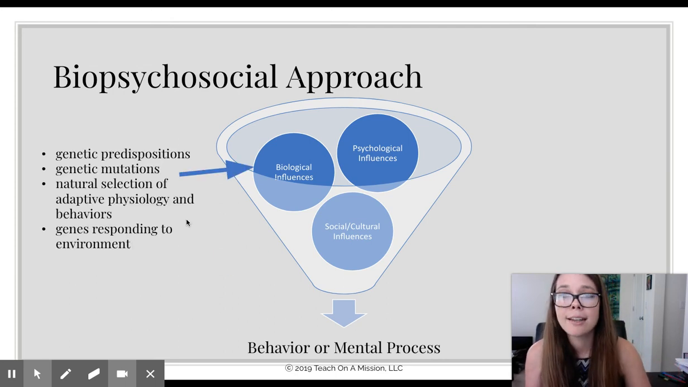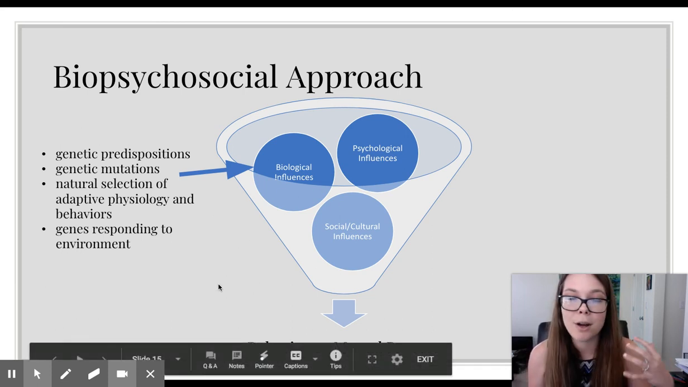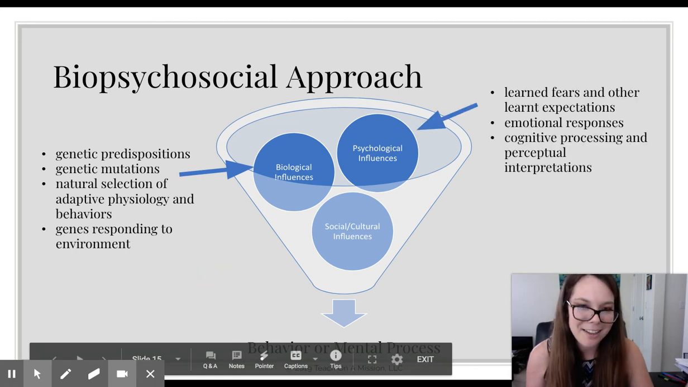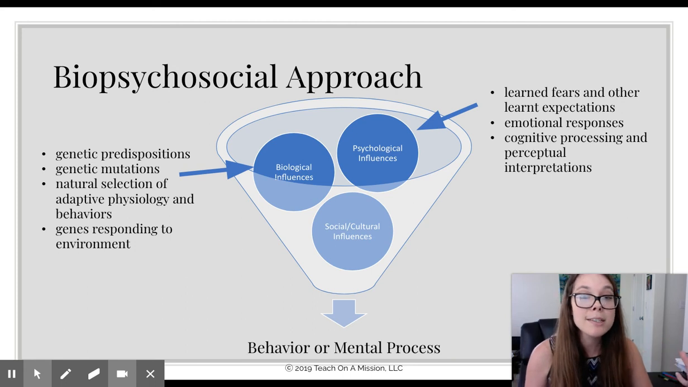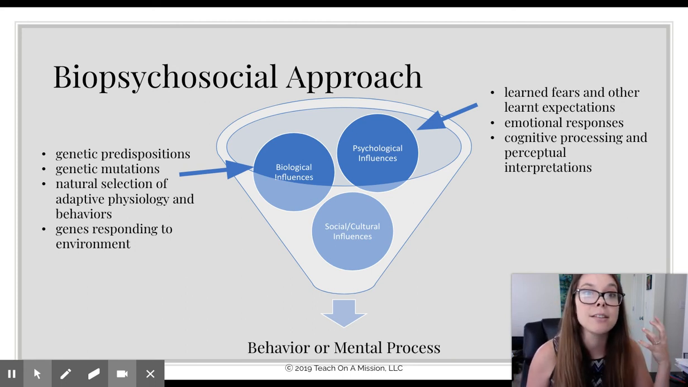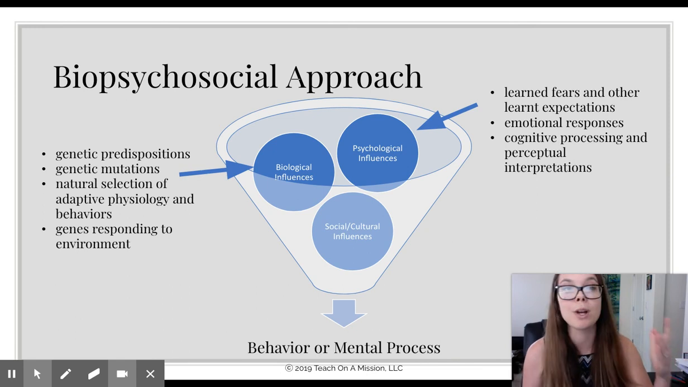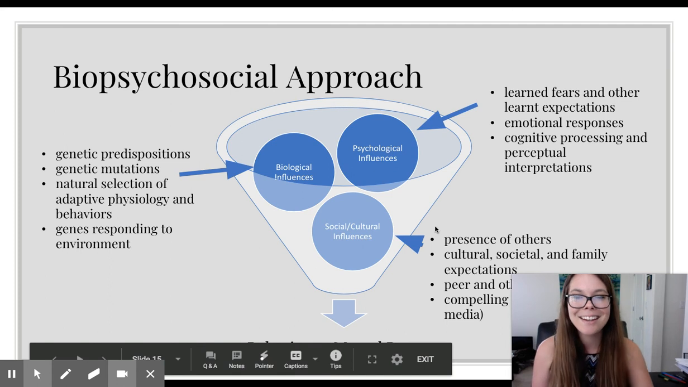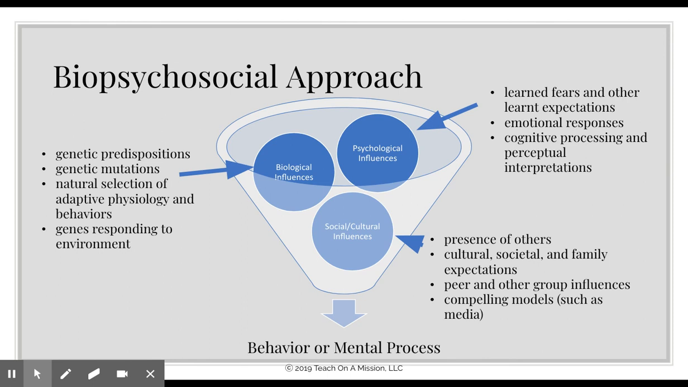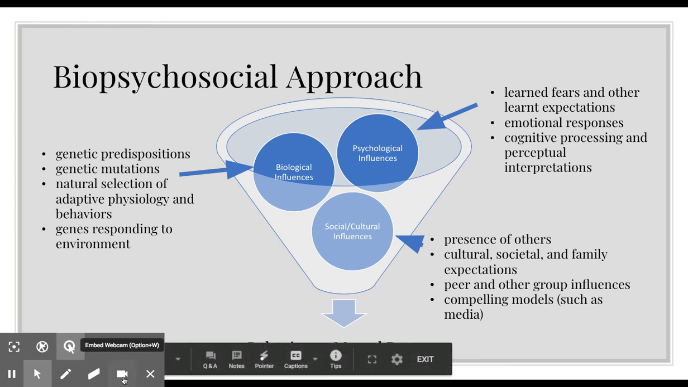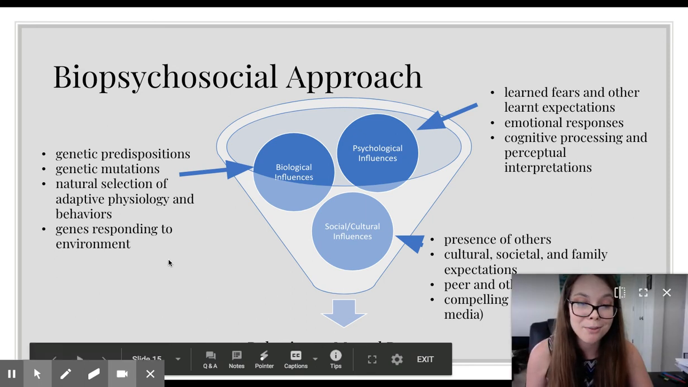So just like I said, genetic predispositions, your genetics, you're responding to environment. And then psychological influences, learned fear and other learned experiences. So again, your mind is constantly remembering what hurts, what doesn't, what is safe, what is not, and it's forming who you are. And then the sociocultural lens: presence of others, what peer groups you're in, who are your role models in the household and your peers, and that all plays a heavy part, okay?